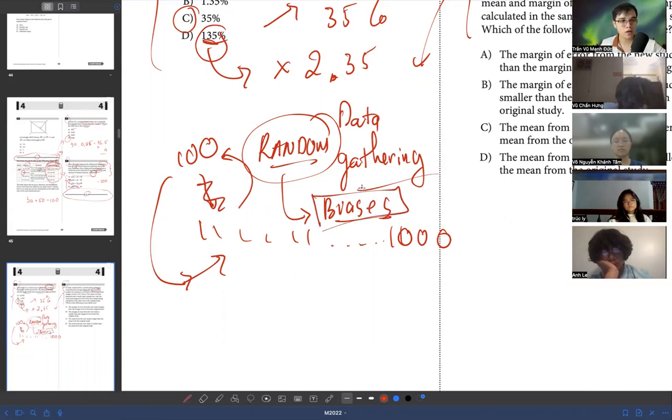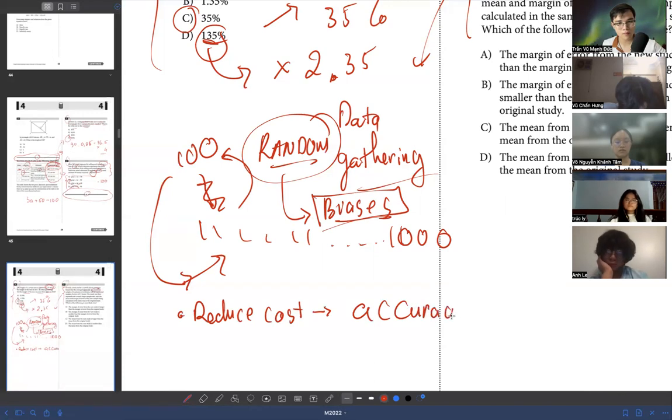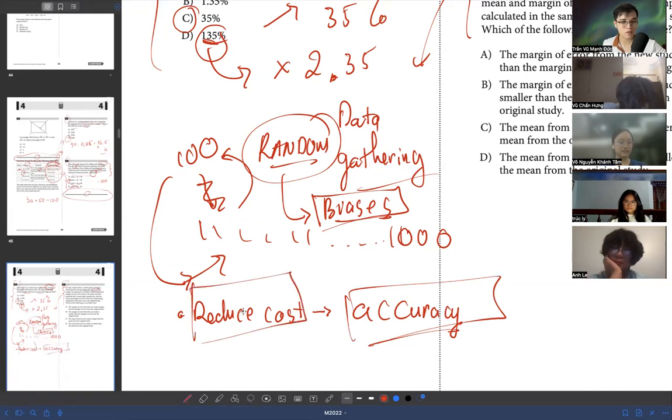And this is the only thing. The only point of random sampling is to reduce cost. And it has to retain its accuracy. Right? So if this is not accurate, it's wrong. And if it's a bit more costly, it's wrong also.